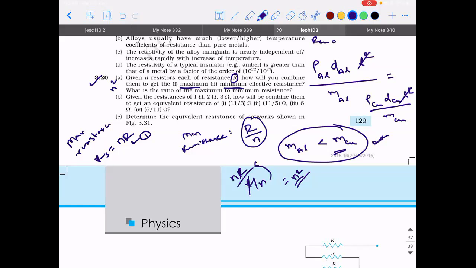So try to understand one thing. Out of the 3 resistors that are given, 1, 2, and 3, what is the maximum value? It is 3, right? So whenever you connect the resistors in series, the equivalent resistance will be greater than the maximum value of the resistors that is given to you. So obviously 6 is greater than 3, right? Similarly, out of 1, 2, 3, which one is the minimum value? It is 1. So whenever you connect the resistors in parallel, the equivalent resistance will be lesser than the minimum value of the resistances that are given.